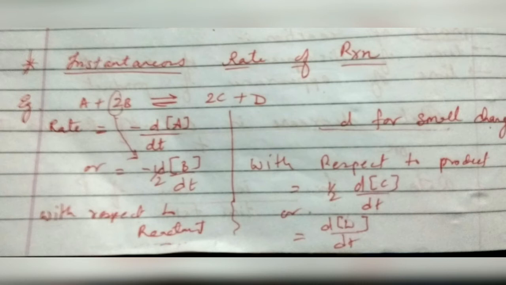Okay, one example is given: A plus 2B gives you 2C plus D. How can we write it? Rate is equal to minus d concentration of A divided by dt, and minus 1/2, the number that is there you have to write below, minus 1 by whatever the number is, here it is 2, d that is small change, concentration of B divided by dt, with respect to the reactant. With respect to the product it will be plus 1/2 d concentration of C divided by dt. It is also equal to d concentration of D divided by dt.